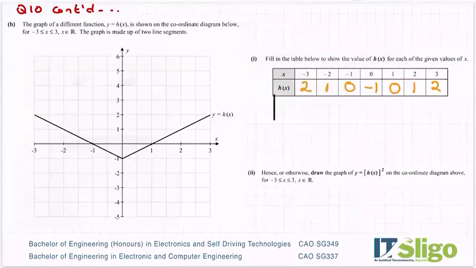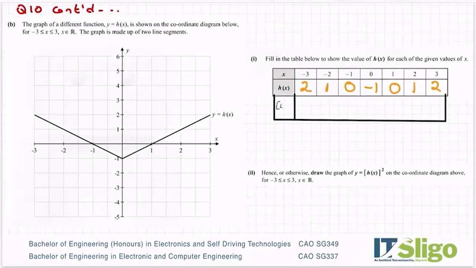is I would draw on another row to this box called h of x squared. Okay, didn't really leave myself enough room there, so I might give myself a little bit more room. So h of x squared.